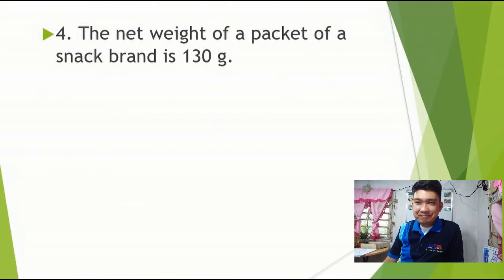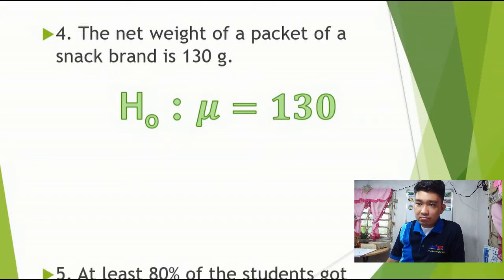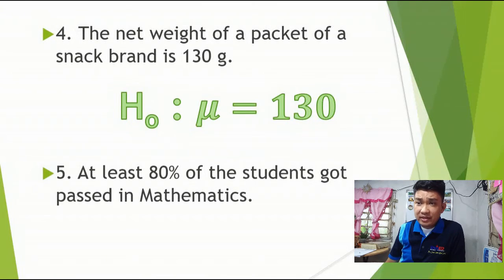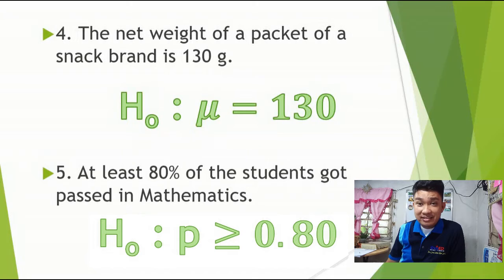Number 4. The net weight of a packet of a snack brand is 130 grams. H0, mu is equal to 130. Number 5. At least 80% of the students got passed in mathematics. H0, P is greater than or equal to 0.80. So at least means greater than or equal to.